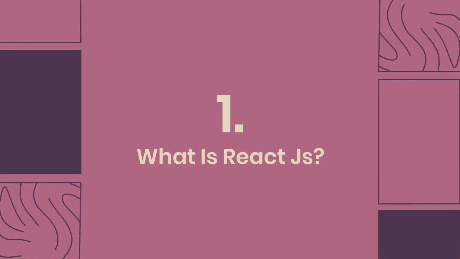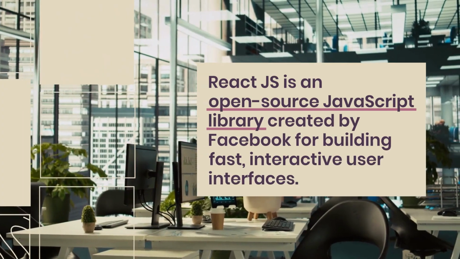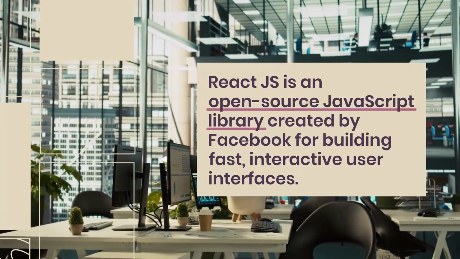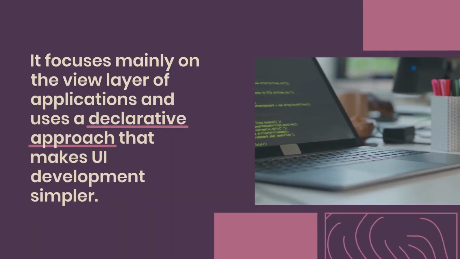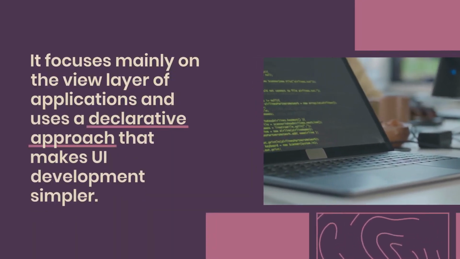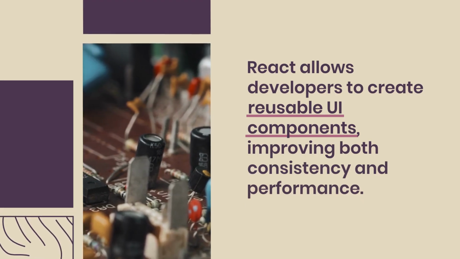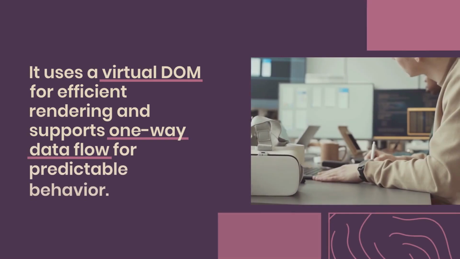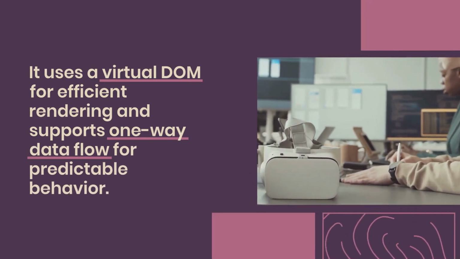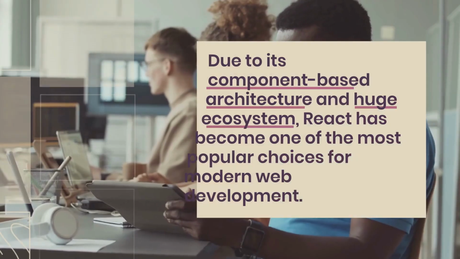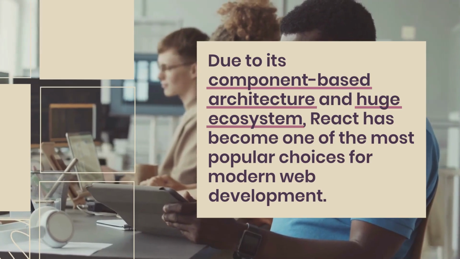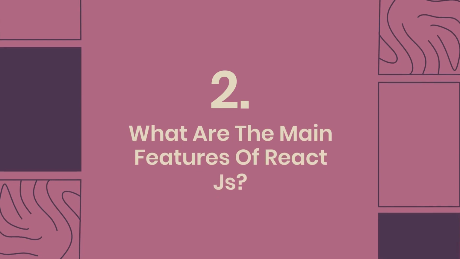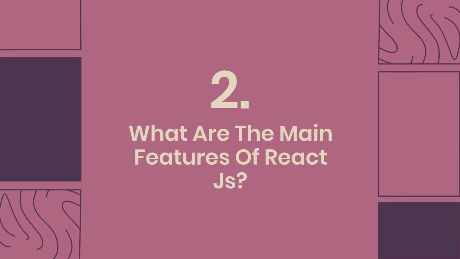1. What is React.js? React.js is an open-source JavaScript library created by Facebook for building fast, interactive user interfaces. It focuses mainly on the view layer of applications and uses a declarative approach that makes UI development simpler. React allows developers to create reusable UI components, improving both consistency and performance. It uses a virtual DOM for efficient rendering and supports one-way data flow for predictable behavior. Due to its component-based architecture and huge ecosystem, React has become one of the most popular choices for modern web development.